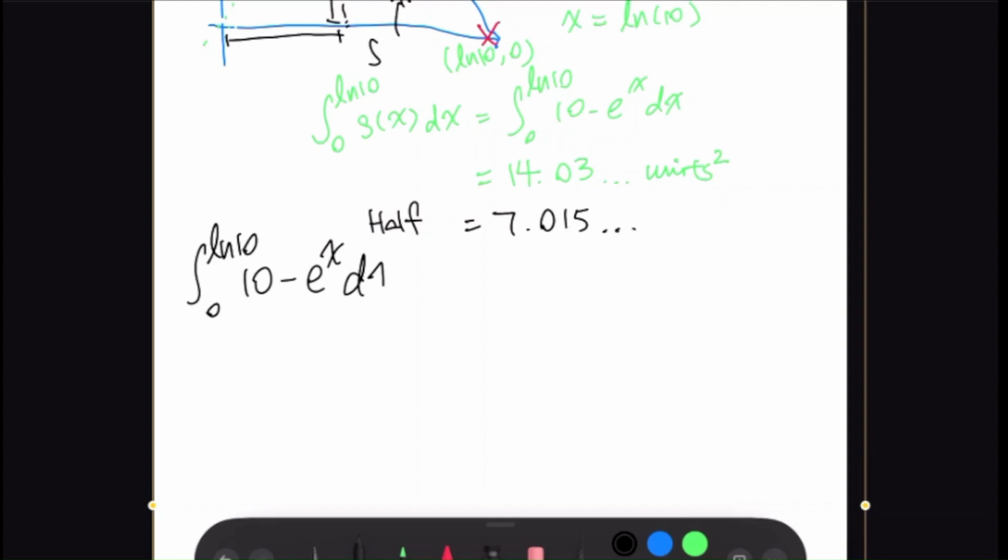The integral of 10 minus e to the x dx, plus 0.5 times b times (10 minus e to the b), equals 7.015. And then this is where solve comes in clutch.